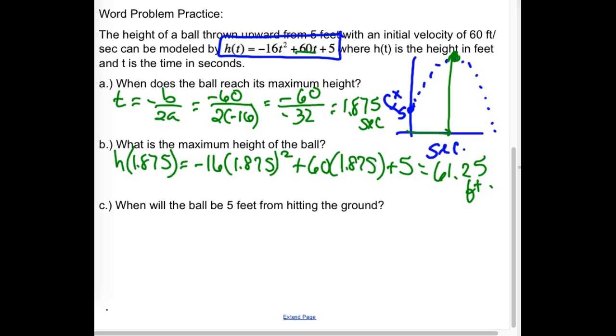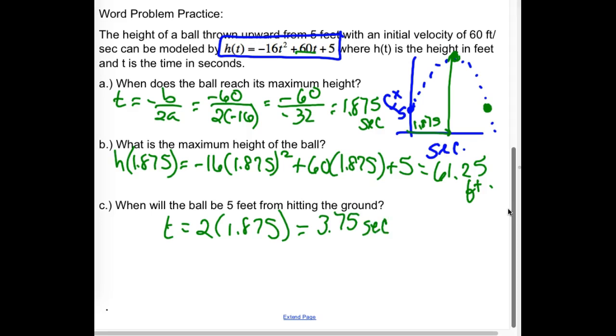Okay. Part C says, when will the ball be 5 feet from hitting the ground? So again, we're looking for that reflected point over here. When are we back to being 5 feet off the ground? We know that it's 1.875 seconds to the middle point, right? So we are just doubling that. So we want to double 1.875 and we get, and what units would we put on that? All right. Questions about any part of that one?